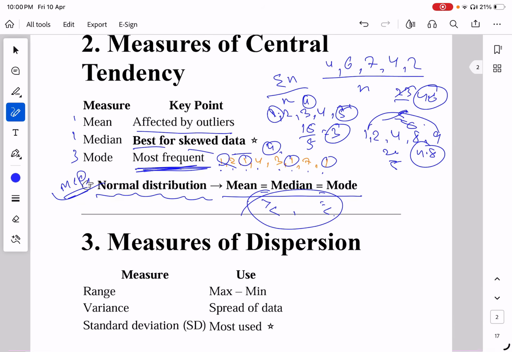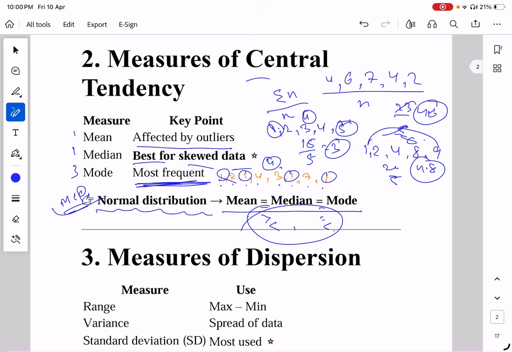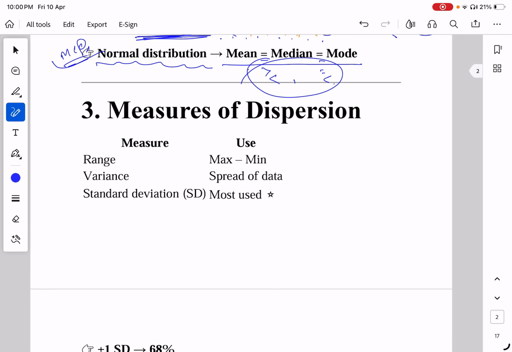Next is measures of dispersion. This was measures of central tendency. Now measures of dispersion: range is maximum to minimum. Like you have students in a class, and the weight of those students, the minimum is 30 and the maximum is 45. Class 6 students with minimum weight 30, maximum 45. This is the range. Variance is the spread of data.